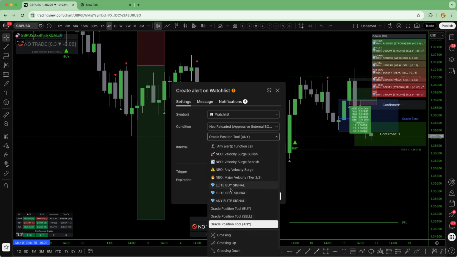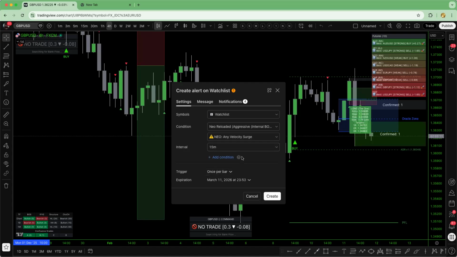Boom. Now, the next thing you're going to do is set your alert for your velocity surge. So this is for any velocity surge, this one here, yeah? You don't want it to be bullish or bearish. You don't want it to be this tier one. You want any velocity surge, yeah?